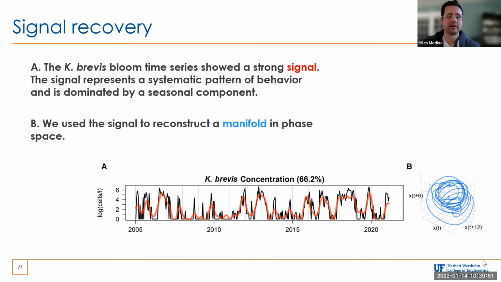Okay, so first of all, we found that between 2005 and 2021, red tide blooms showed a strong signal, or systematic pattern of behavior, and this is shown in red in panel A. And as you might expect, the signal is predominantly seasonal. Panel B shows the phase-space manifold. So this is very similar to the results from the 2020 study, just over a longer period. Next slide.